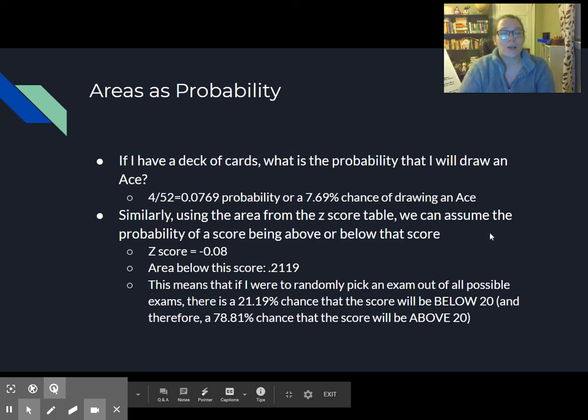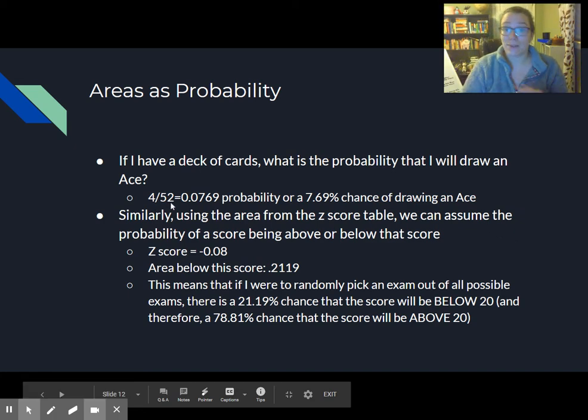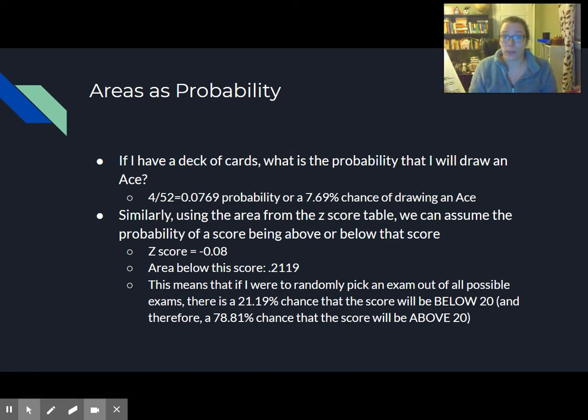It's cool. So areas, we can also think of these areas as a probability, which is sort of how I've been talking about them.